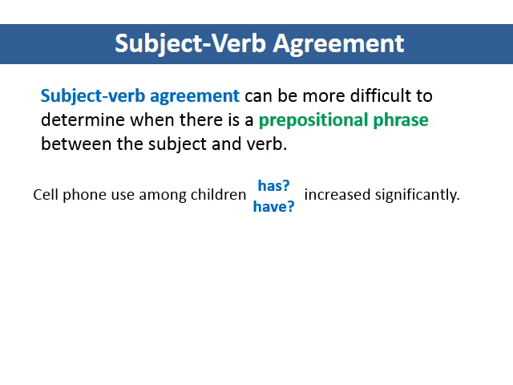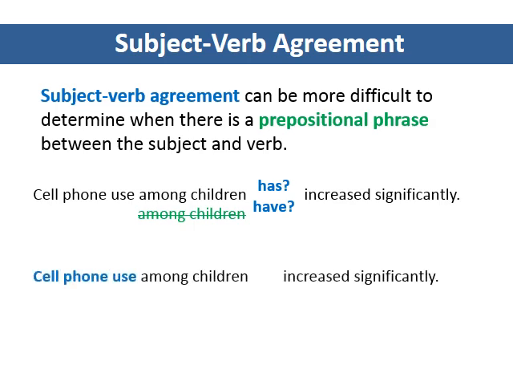Notice the noun that comes before the verb, children. Children is plural. However, it is part of a prepositional phrase, so children is not the subject of the sentence. The main subject is cell phone use, which is singular. Therefore, we use the singular verb has.